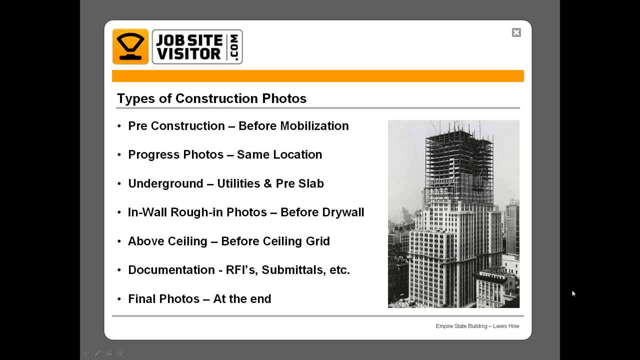Then you've got your progress photos, and the important thing about the progress photos is that you take them from the same location on a regular basis. Progress photos are not just random job site visits where you're taking photos randomly. Progress photos need to be something that you schedule on a weekly or every other week or every month, where you're taking photos from the same location. This is going to track your as-built schedule.